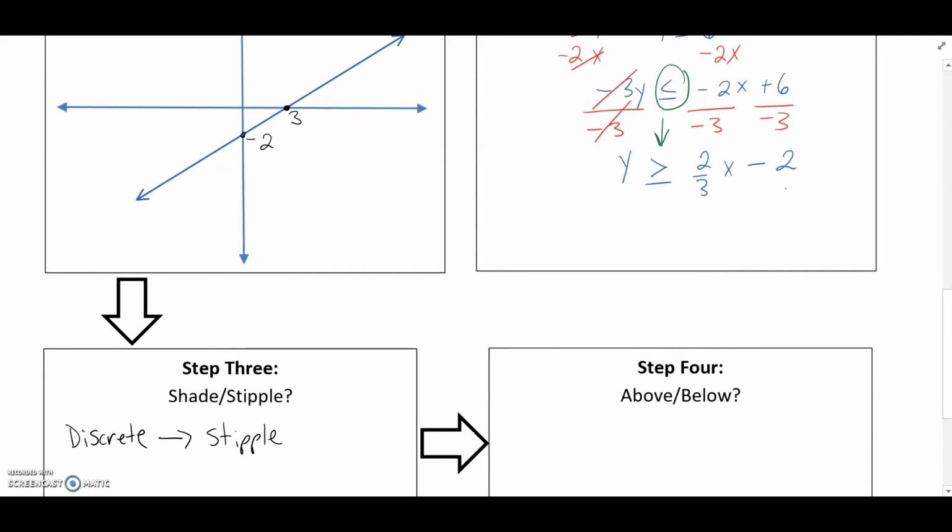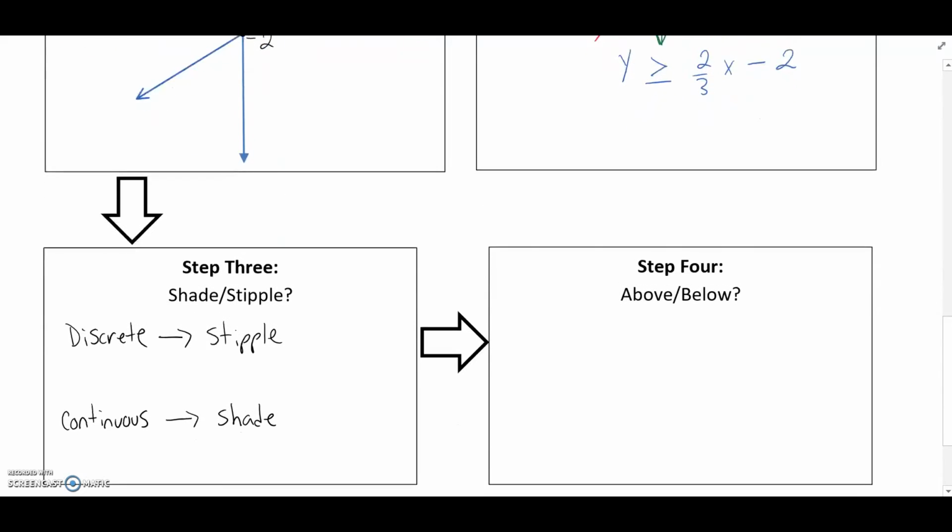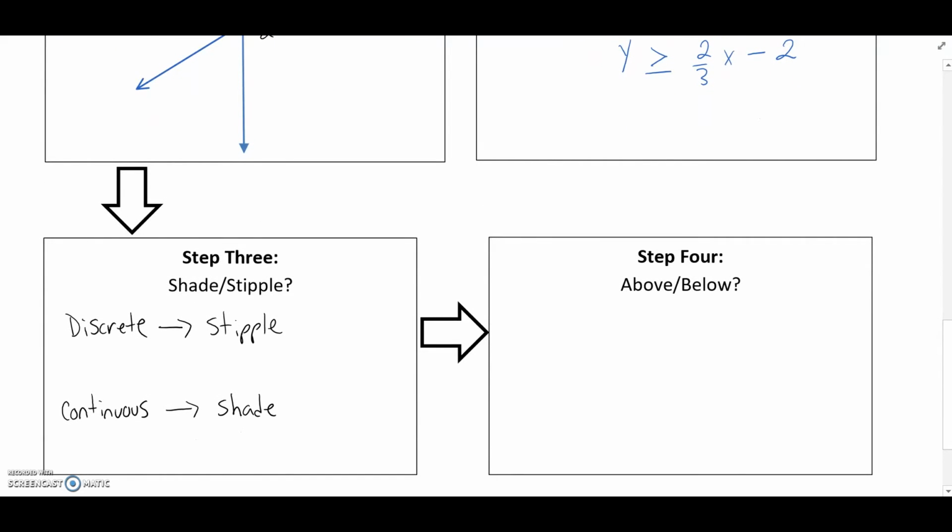But where do I shade? Do I shade above or do I shade below? Well, greater than or equal to means shade above. Even if it's just greater than, shade above. So if we have greater than or greater than or equal to, you shade above. If you have less than, or less than or equal to, then we'll shade below.